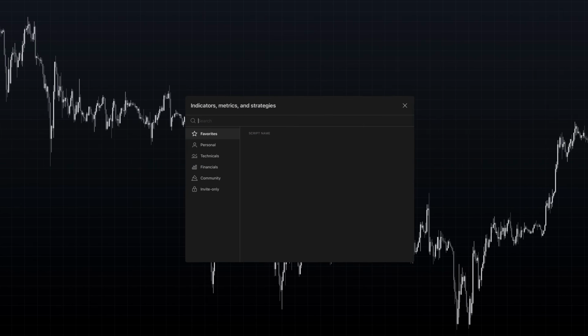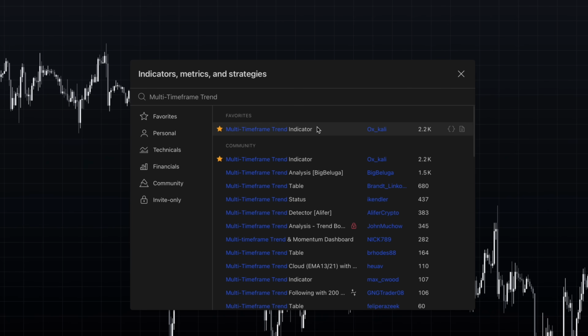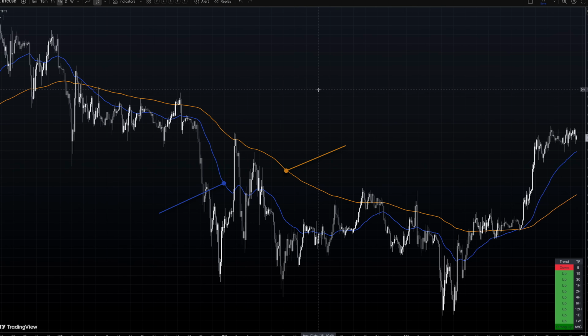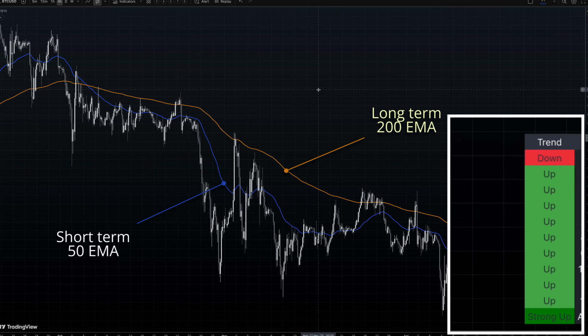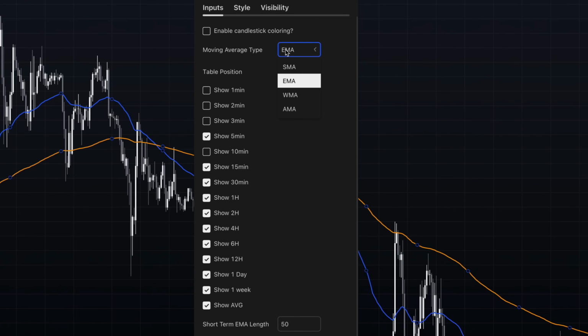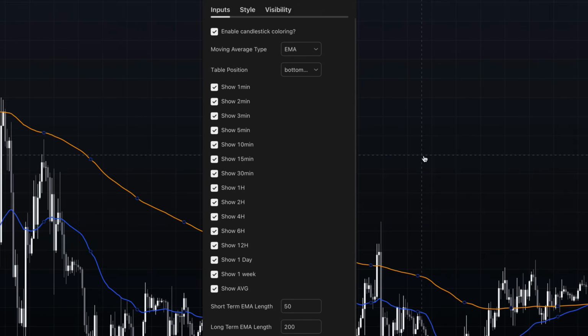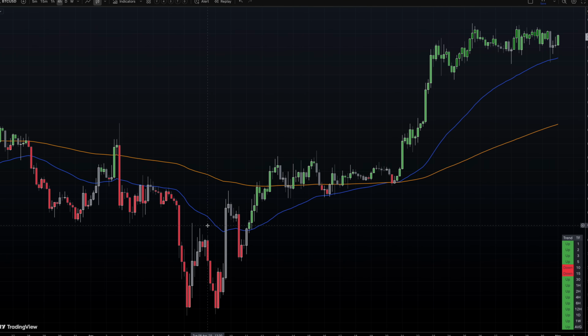The multi-timeframe trend indicator by Oxcali is a simple but practical trend tool designed to show whether price action is bullish or bearish across multiple timeframes. It compares a short-term and long-term moving average, defaulted to 50 and 200 periods, and displays the trend direction for each timeframe in a compact table on the chart. Users can choose the moving average type: SMA, EMA, WMA, or AMA, and customize which timeframes are shown. The indicator also calculates an average trend score, which is color-coded and summarized, and can optionally color the candles according to the overall trend.